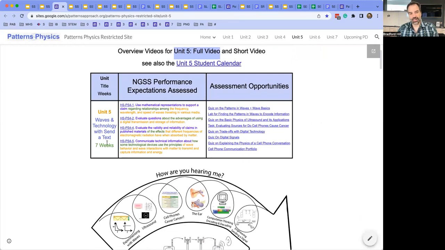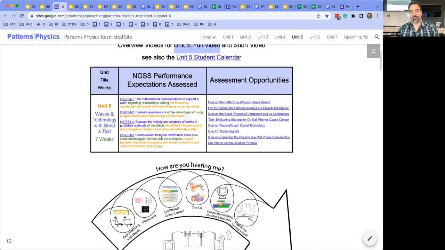So again, this is Unit 5. It's about 7 weeks long, and it's themed on the waves and technology, largely doing most of the good stuff of a cell phone. Those performance expectations are essentially the wave equation, looking at digital transmission and storage of information, evaluating published materials on the effects of electromagnetic radiation, and then communicating about technical information about technological devices using wave behavior and wave interaction. So these assessment opportunities, if you look closely, they are using the big ideas of science to explain phenomena and solve problems.